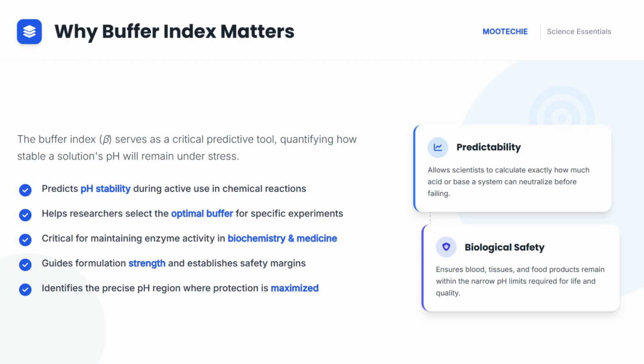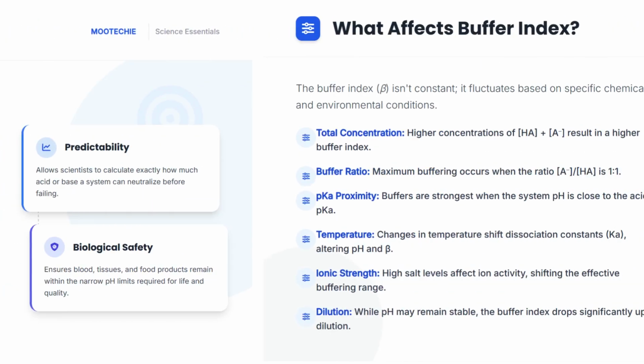This predictability allows scientists to calculate exactly how much acid or base a system can neutralize before failing. For biological safety, it ensures blood, tissues, and food products remain within the narrow pH limits required for life and quality. But what factors affect the buffer index?